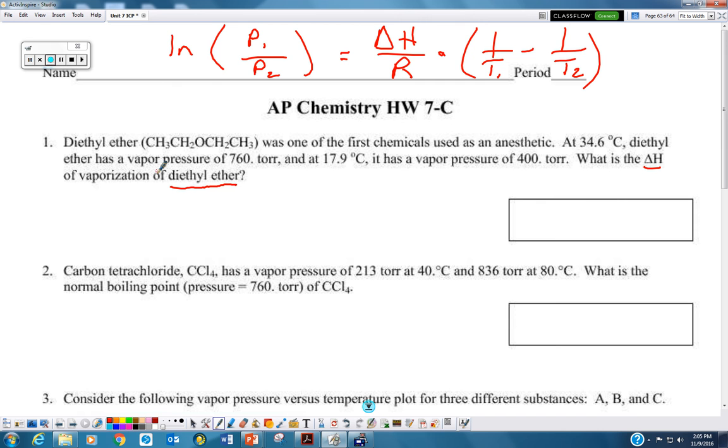This one is a little bit easier to solve than the last one, but basically we're going to have the natural log. What is our P1, pressure 1? 760 torr. So we're going to put 760 torr on top, divided by 400 torr.